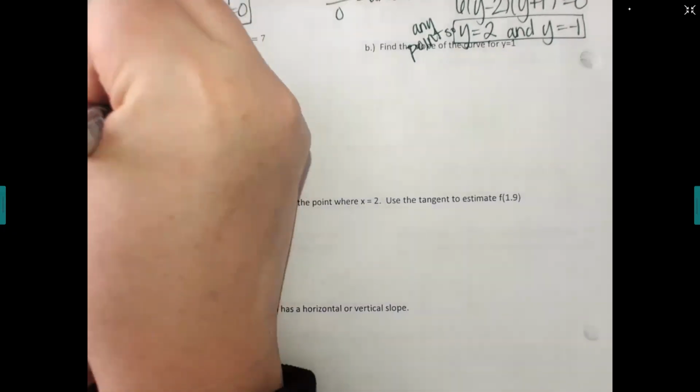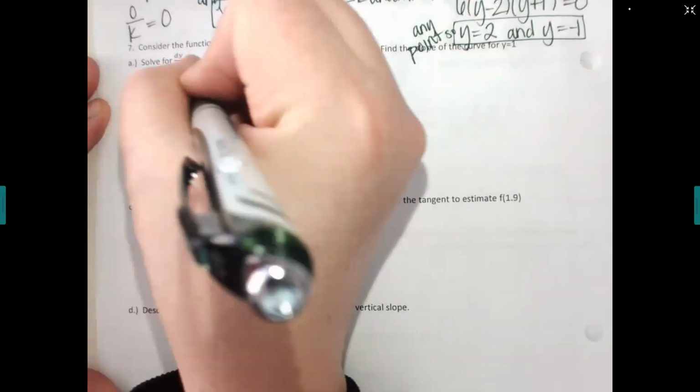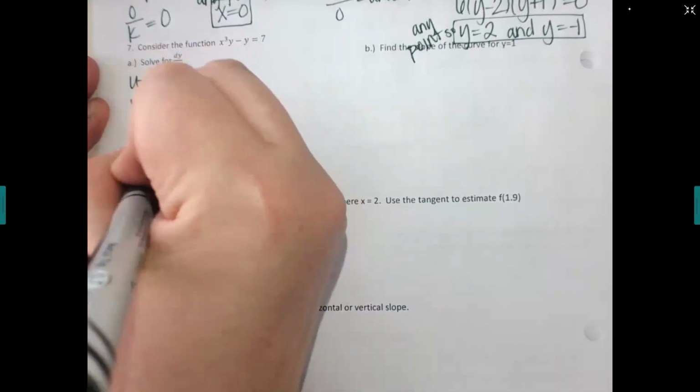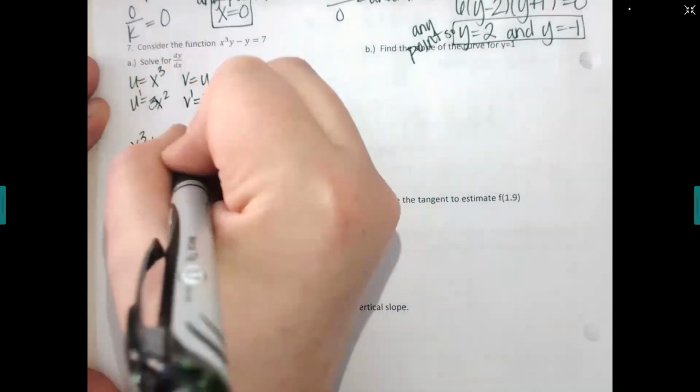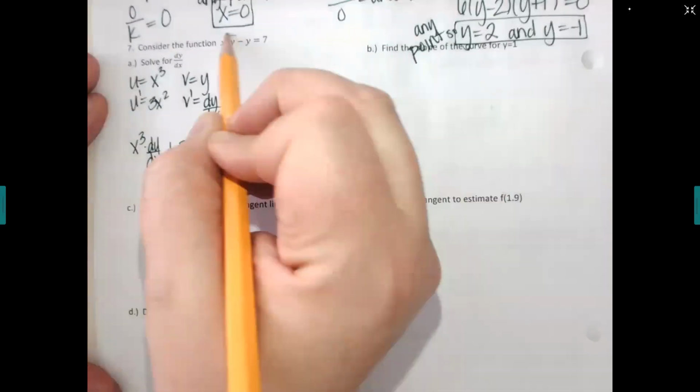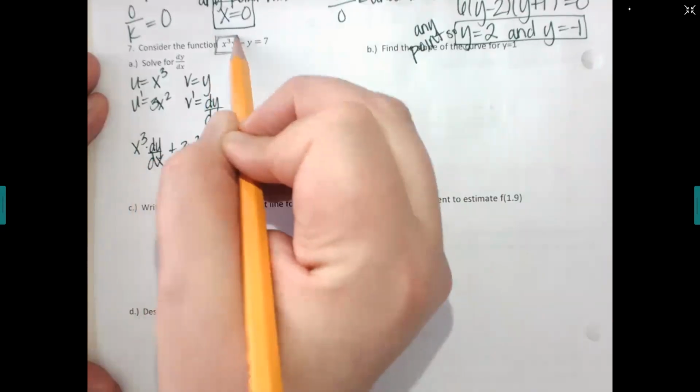Okay, let's see how you did. Last one, let's finish it up. Your u prime should have been a 3x squared. Your v prime should have been a dy dx. Which means that your derivative should have been x cubed dy dx plus 3x squared y. Notice that is only the derivative for this front term.